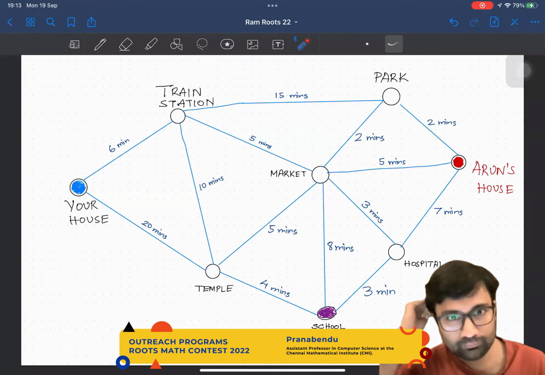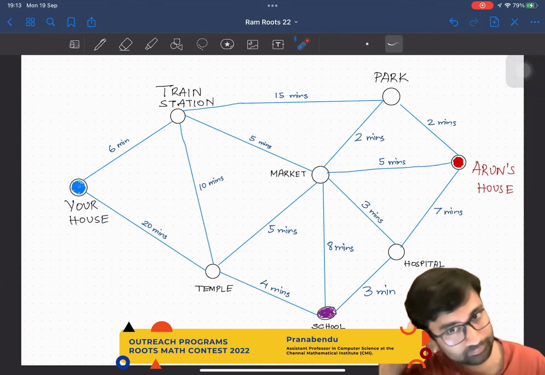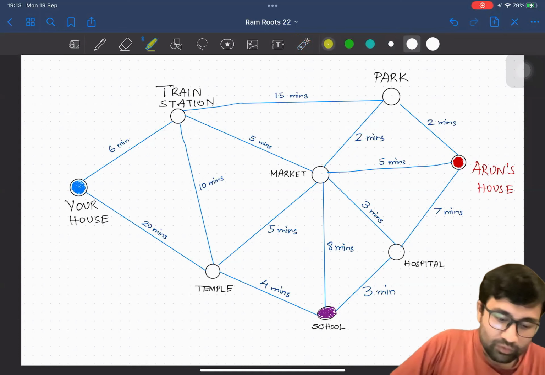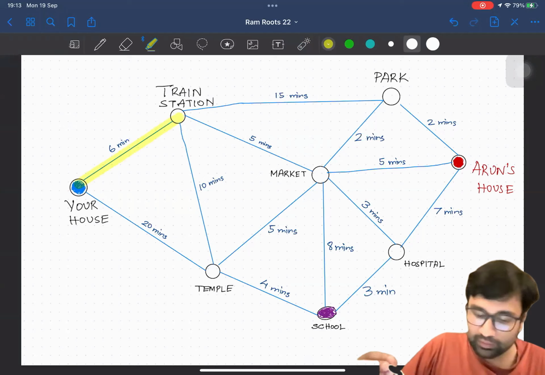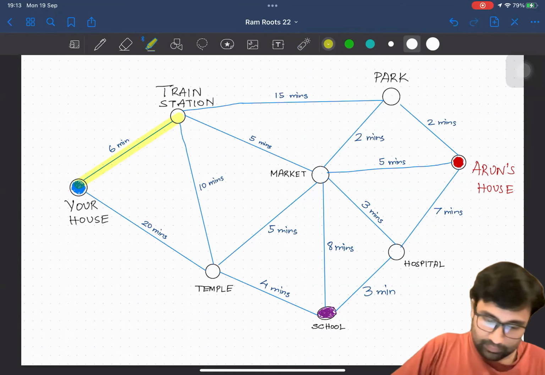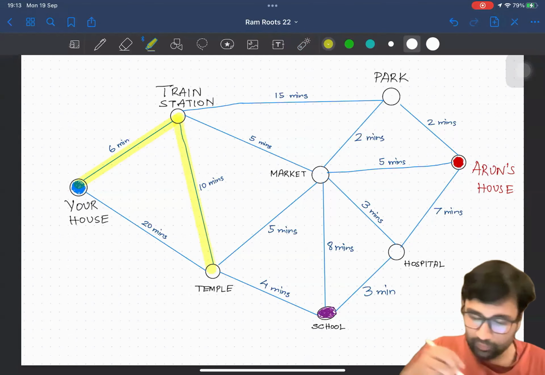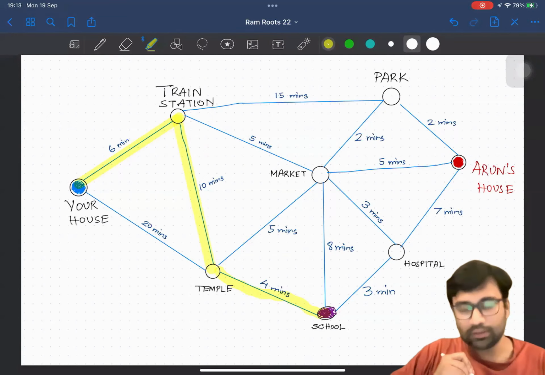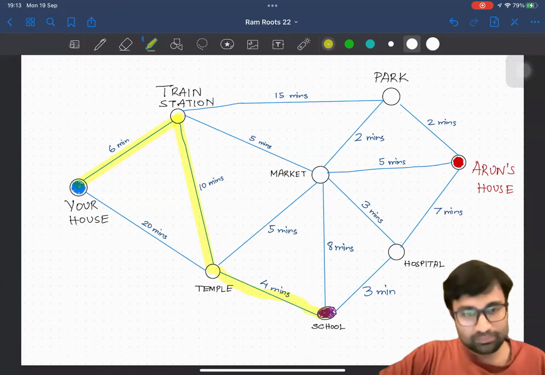Then from your house you will go to the train station. From there you will go to the temple. Wait, let me just draw what you're saying, so that everyone can see. So you go from your house to the train station, then to the temple, and then to the school. How much time have you taken? 20 minutes. Do you think this is the fastest way?